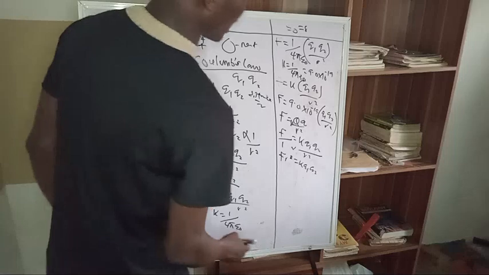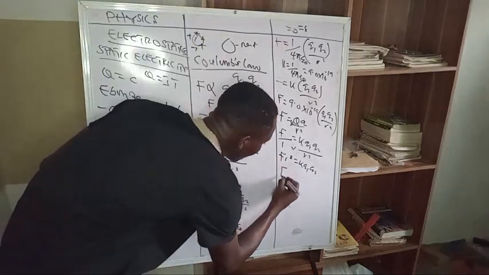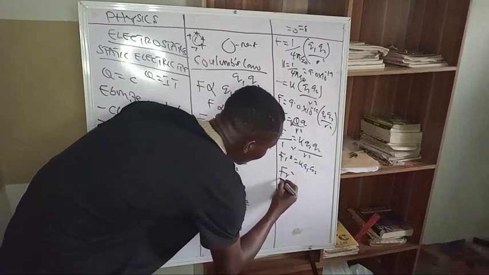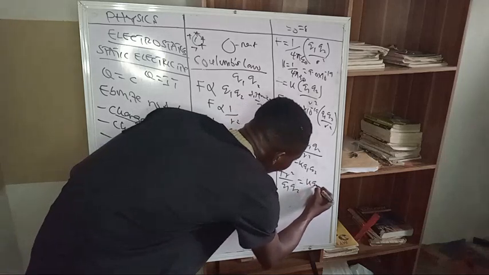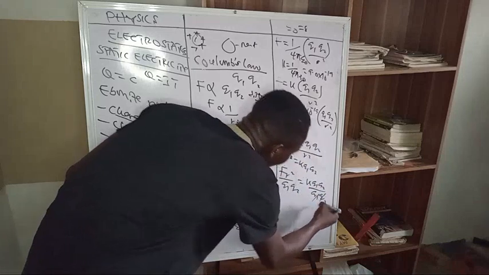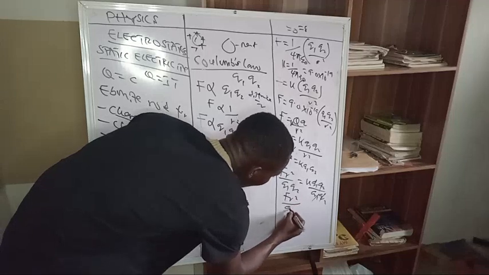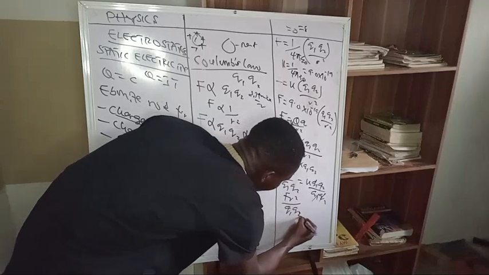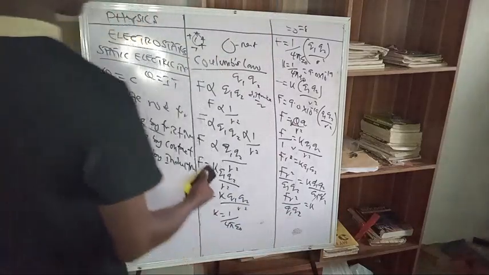So if that's the case, I'm looking for the value of K. So I'll divide both sides by Q1, Q2. So I have F R raised to power 2 over Q1, Q2 is equal to K Q1, Q2 over Q1, Q2. So this one will cancel this one, then what is left? F R squared over Q1, Q2. Then everything is equal to K. Or K is equal to F R squared over Q1, Q2.